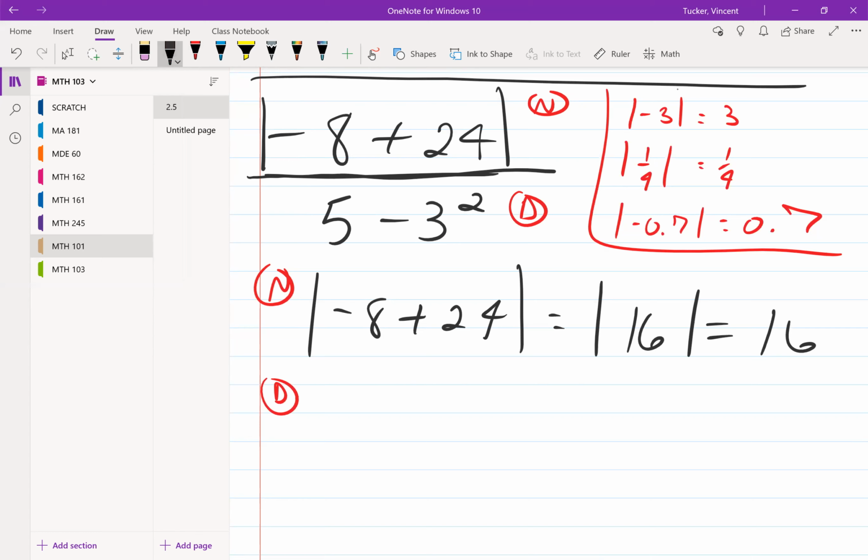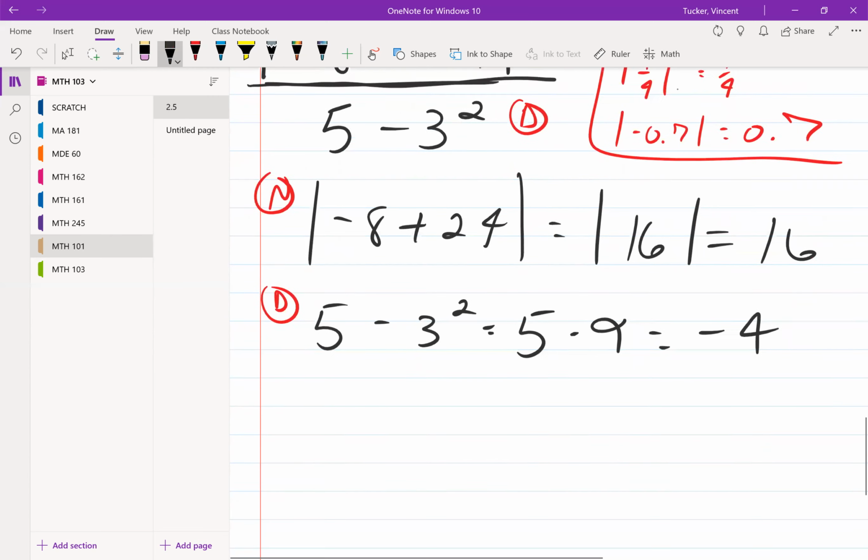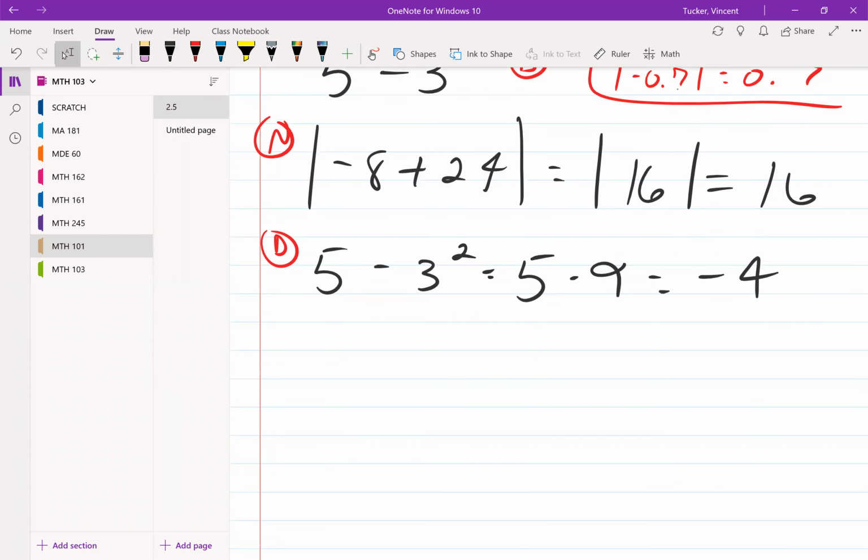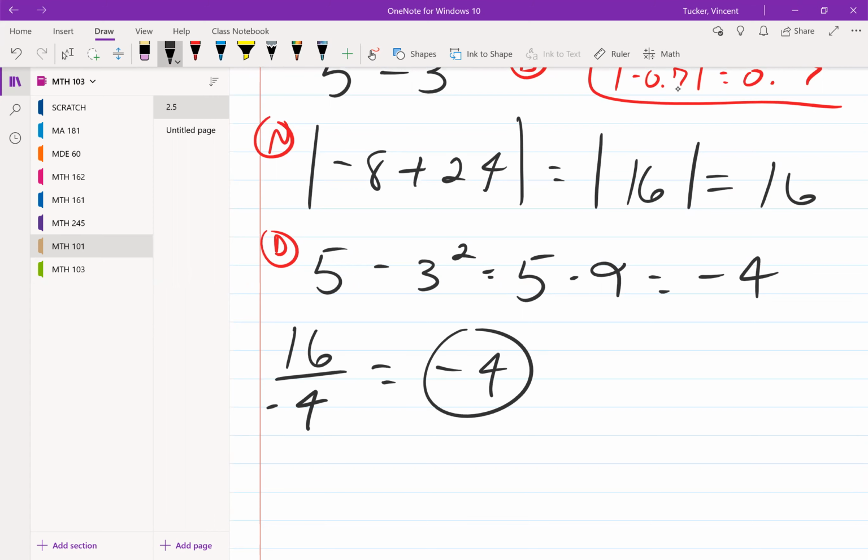Our denominator, we have 5 minus 3 squared. 3 squared takes our attention first, so that's 5 minus 9. 5 minus 9 is -4. So if we go back to our problem, that'll be 16 divided by -4, which is -4. -4 is our final answer. This was our numerator. This was our denominator.